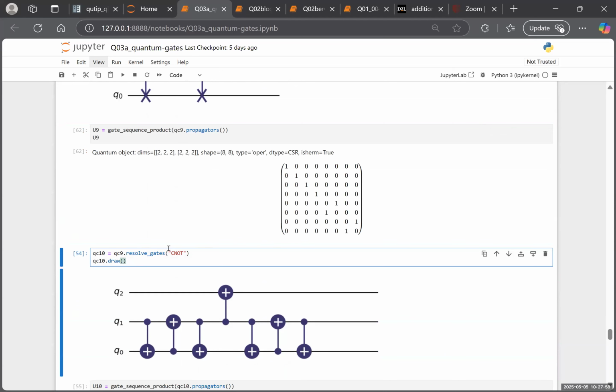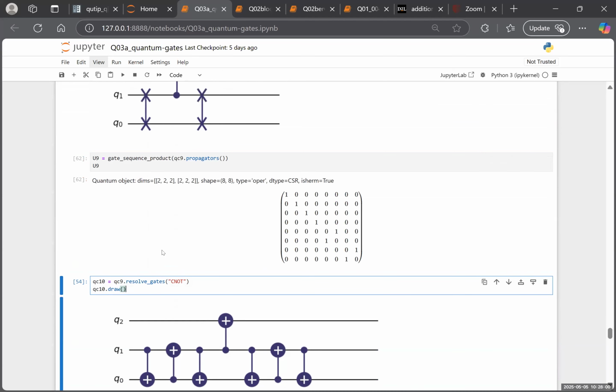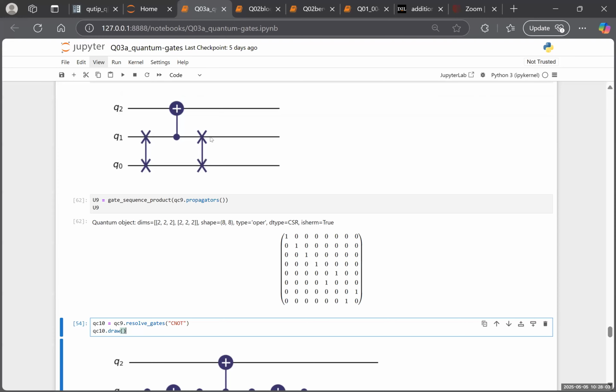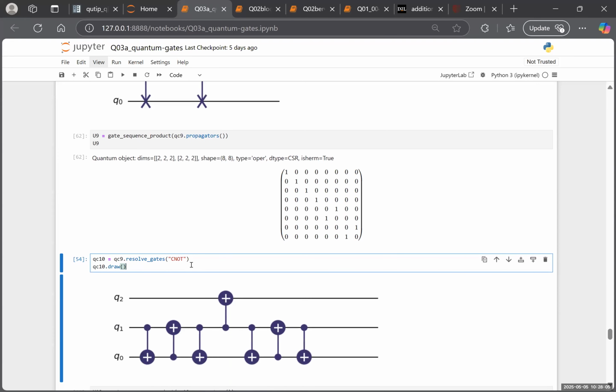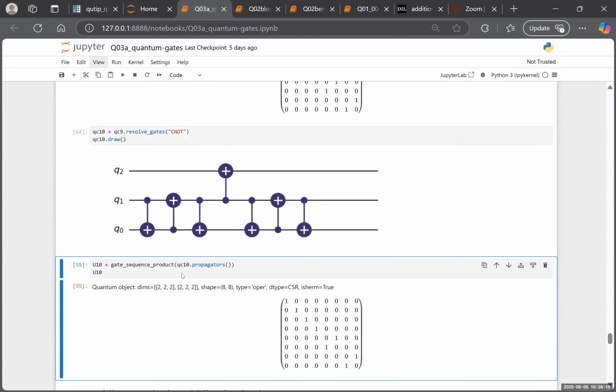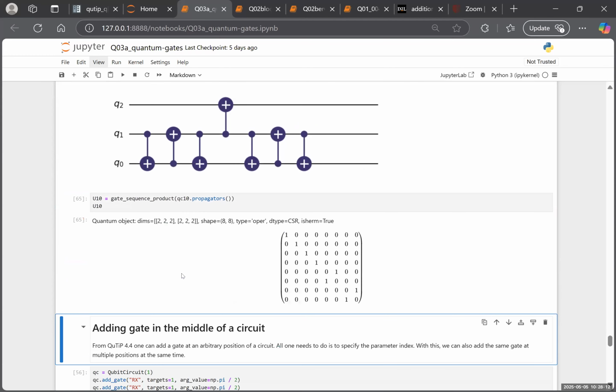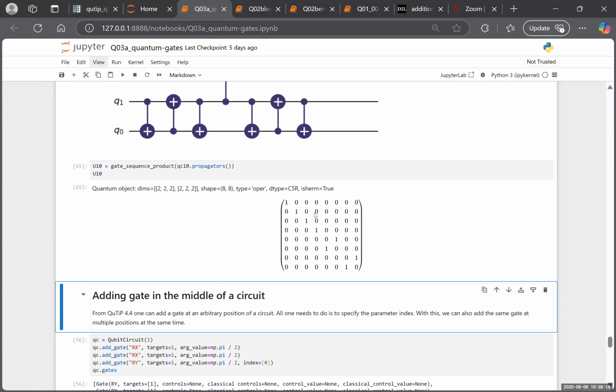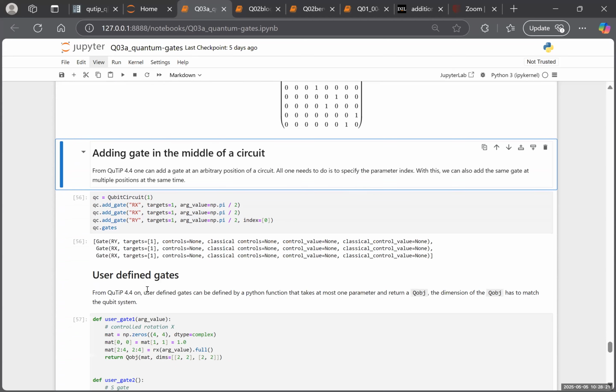And then you could also resolve this in terms of C0, right? So this is a slot gate. So this decomposes into this and showing its value. Of course, it's not changing. The end goal of the circuits are the same. Okay, next is adding a gate in the middle of a circuit. One can add a gate at an arbitrary position of a circuit.